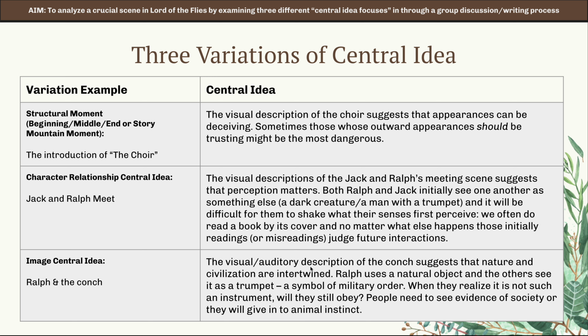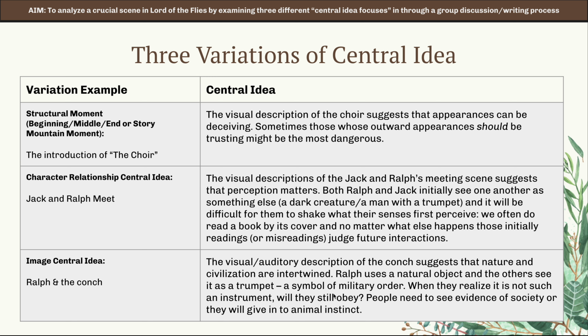The visual and auditory description of the conch suggests that nature and civilization are intertwined. This natural object could be used as a trumpet, which is a symbol of military order. But it's not a trumpet. Will the kids obey when they realize it's not actually something made to put them in order, to civilize them? Do they need to see proof that Ralph really has the authority to lead them, if it's not just him using this random shell?